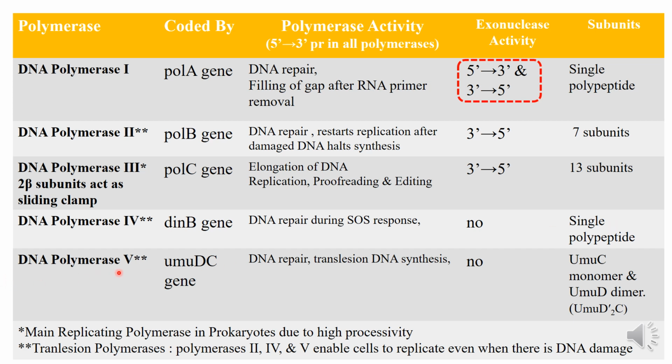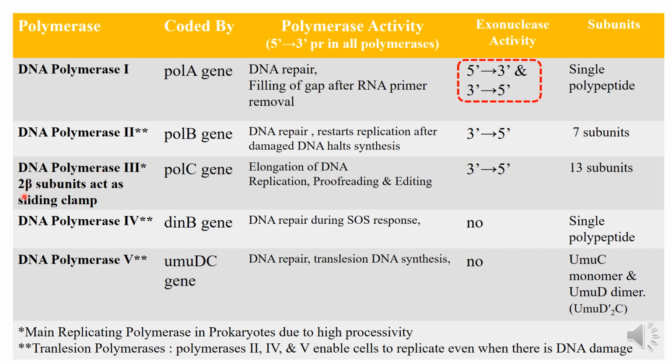The DNA polymerase 5 is coded by the UMUDC gene. Its major function is DNA repair, translesion DNA synthesis. It does not have any exonuclease activity, and it is a trimer made up of UMUC monomer plus UMUD dimer. It is also represented as UMUD2C.